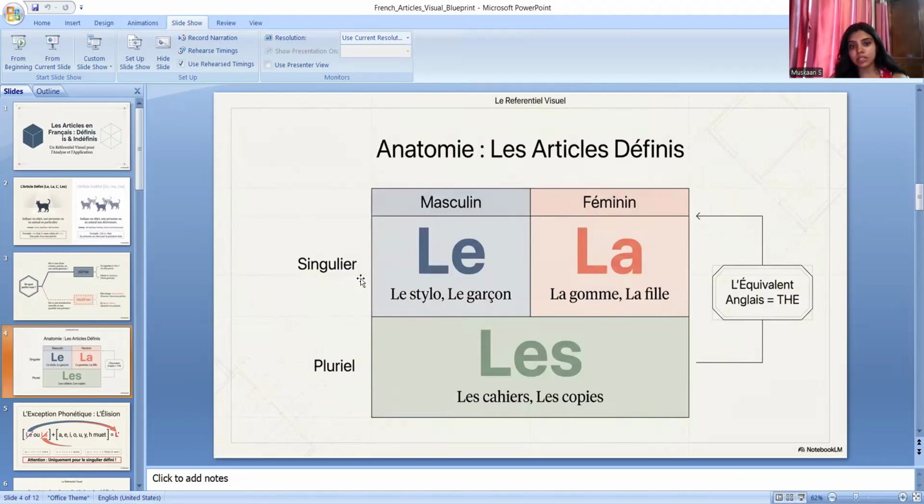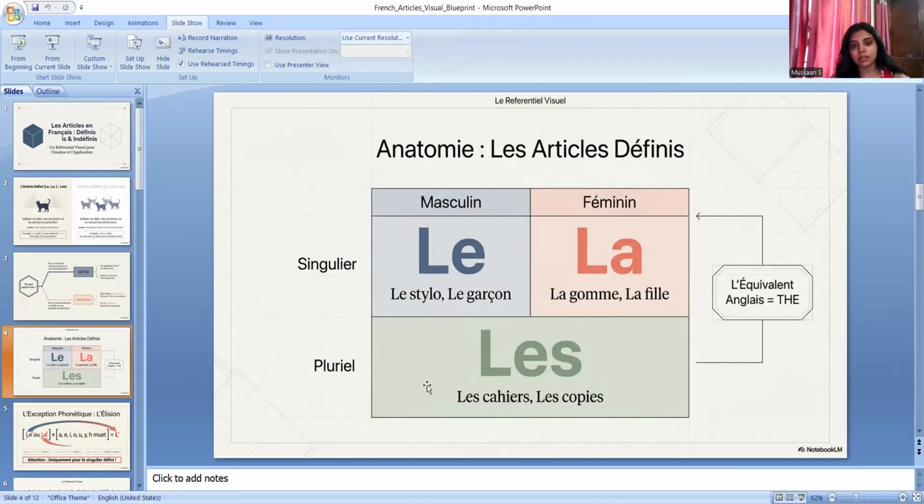So for masculine singular, we will be using le. Here I have written examples: le stylo, le garçon. Stylo is pen and it is masculine, so we have used le stylo. Garçon is a boy, that's why we have used masculine, le garçon. Now for feminine, we use la. La gomme, la fille. Gomme is eraser, fille is girl. So that's why we have used feminine.